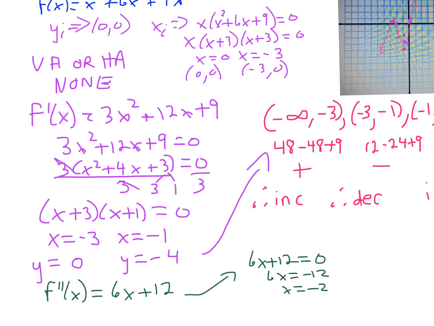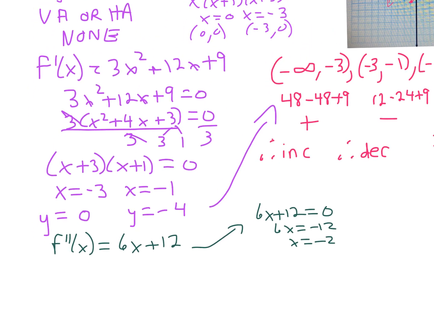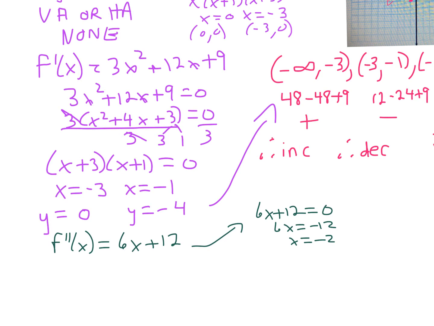And so we need to test our intervals again and make sure that this is a point of inflection and that we're changing from concave up to concave down or vice versa. And so what we're going to do is we're going to go from negative infinity to minus 2, not minus 12. And then from minus 2 to positive infinity, we're going to test a point in between both of those in our second derivative. So let's try maybe minus 3.